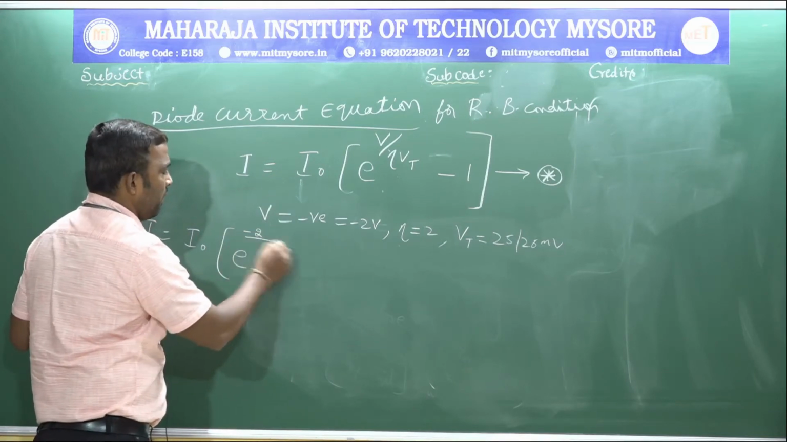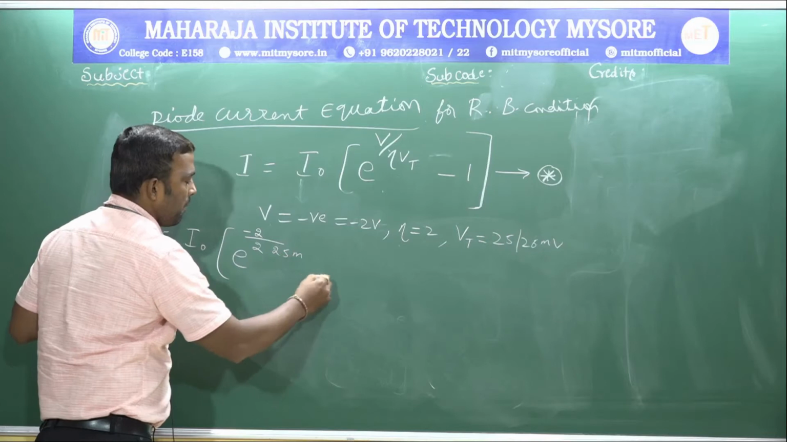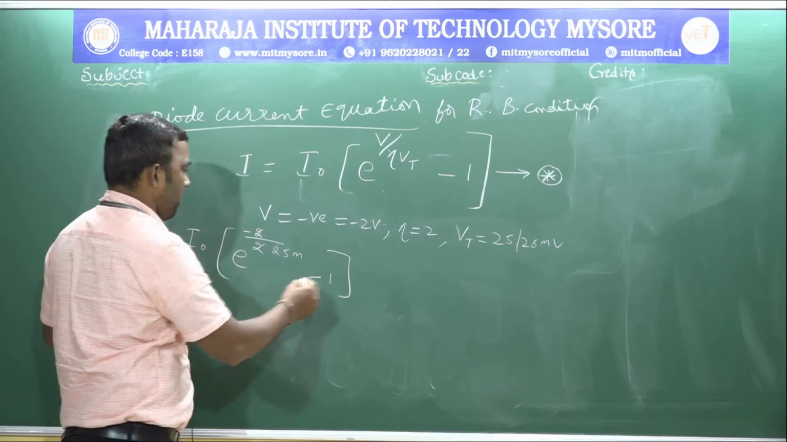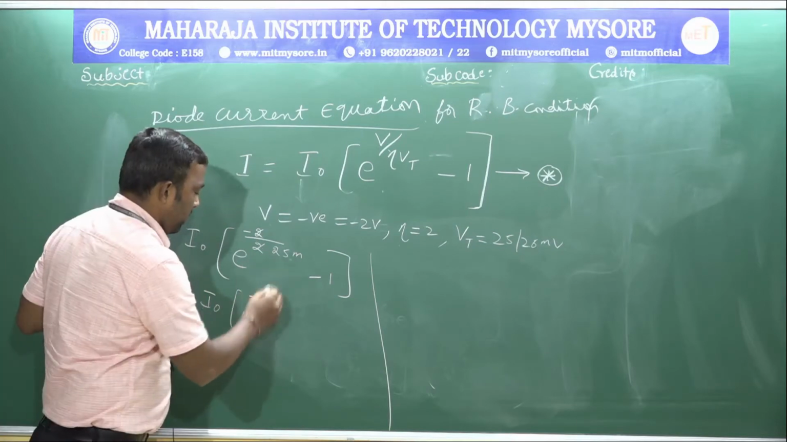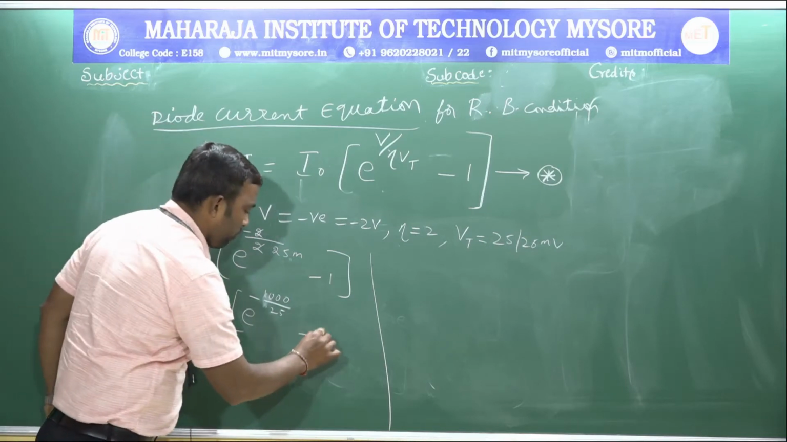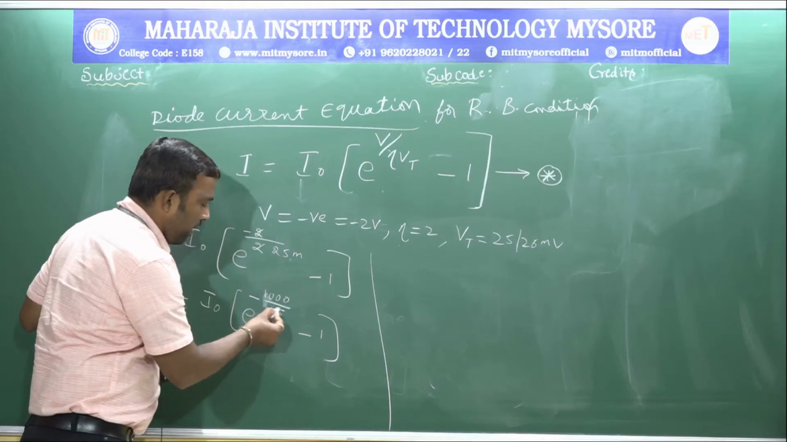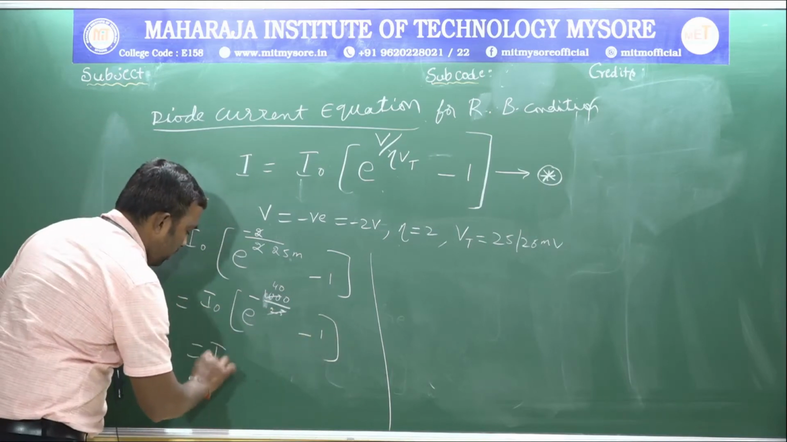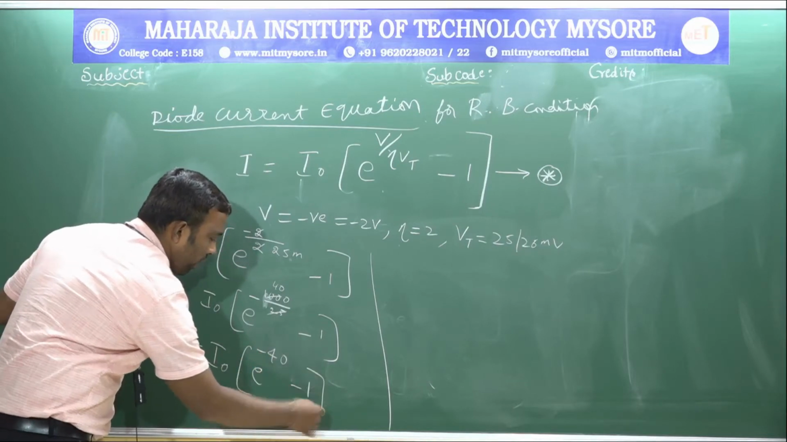V by eta VT is minus 2 divided by 2 times 25 or 26 millivolts, so the 2s get cancelled. It becomes I naught into e power minus 1000 by 25, which is minus 40. So it is I naught into e power minus 40 minus 1.